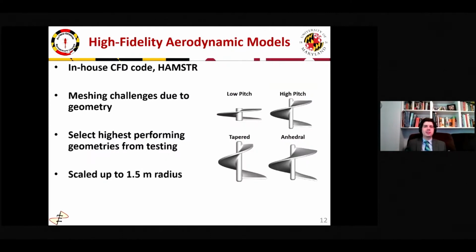The CFD analysis is performed using an in-house CFD code named Hamster. This study was limited by the challenges in both creating the mesh for these screw geometries, as well as the limited time required for analysis. We selected the highest performing or most interesting geometries from an experimental test and scaled them up to a 1.5 meter radius to be on the same order of scale as expected for the full vehicle design.